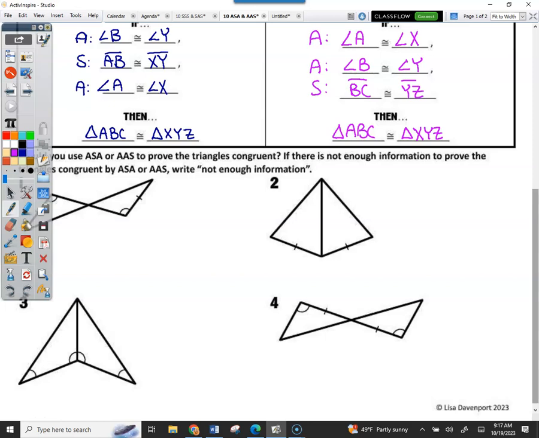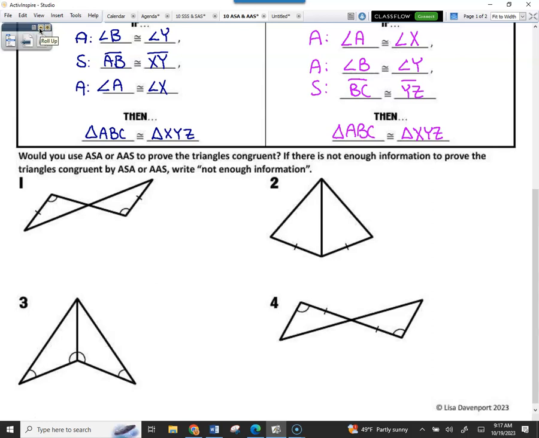Alright, so we're looking at ASA or AAS every time. Remember, if they're touching, there's a potential congruent mark that needs to be made. Okay, number 1, do I have anything secret that I need to mark? What is it? Vertical angles. Now, do I need to put a single arc or 2? 2. So we got vertical angles right here.